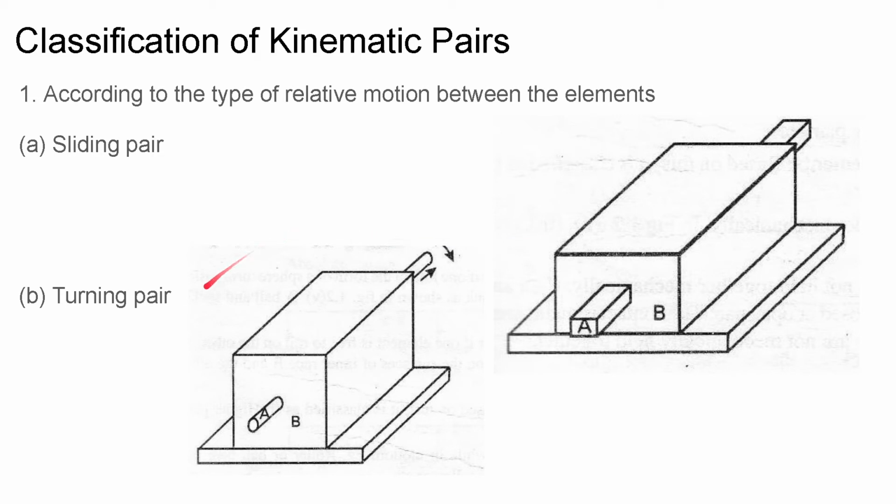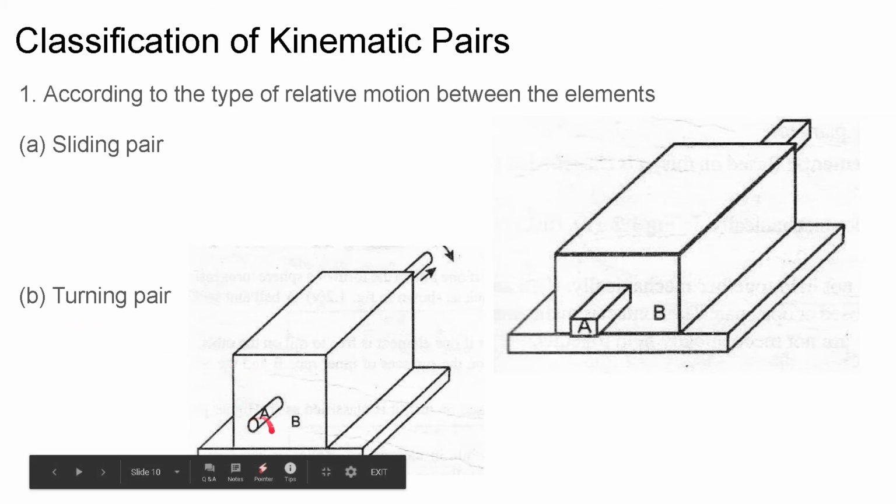Next is the turning pair. So a turning pair means the motion of A is relatively able to turn itself, rotate inside B. So when two elements of a pair, so AB makes a pair, are connected in such a way that one can only turn or revolve about an axis of another link. So B's hole is making an axis and A is able to rotate about that axis, it is called the turning pair. So AB makes a turning pair.